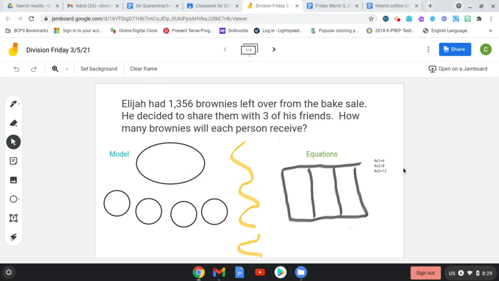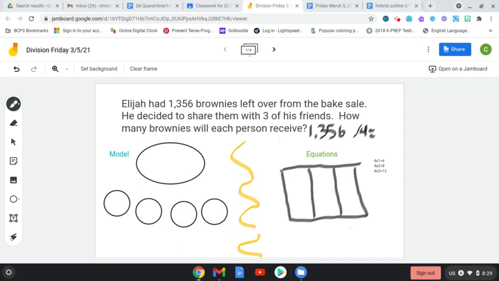So, just like yesterday, I'm going to take my marker. I'm going to make my problem. I'm going to make my equation. 1,356 divided by 4. So my dividend is 1,356. And my divisor, which tells how many groups I split it into, is 4.